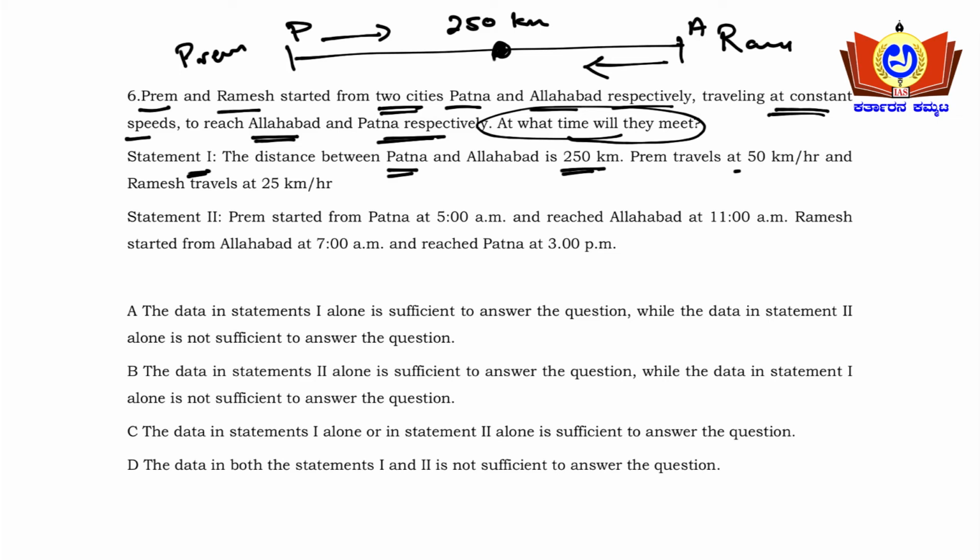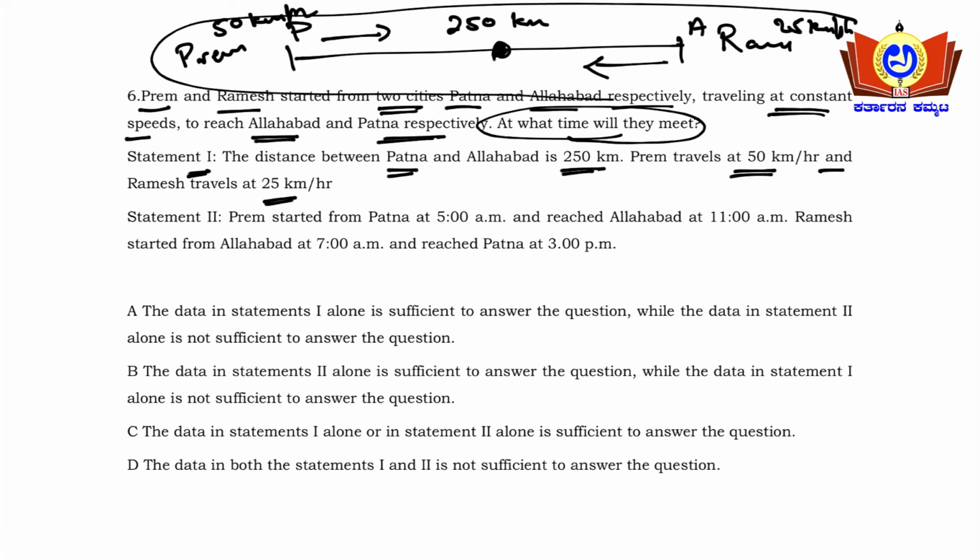Prem travels at 50 kilometers per hour. So Prem's speed is 50 km/h, and Ramesh travels at 25 km/h. So with this data, is it possible to find at what time they'll be meeting?